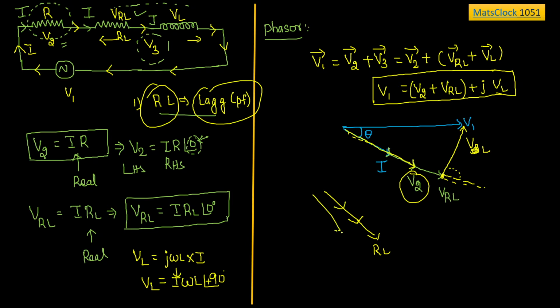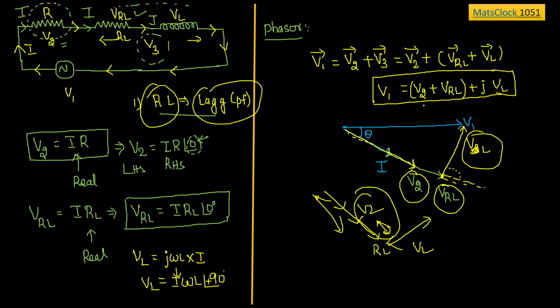So this is the length of V2, and then we have added the length of V2 with VRL. So two resistor values are added. After that, I have added the inductor voltage VL. Why is it placed like this? Because it is 90 degree leading from the current. So that's why I'm placing it like this. Now addition of V2 plus VRL plus VL should be equal to what? The addition of V2, VRL plus VL should be equal to the supply voltage.